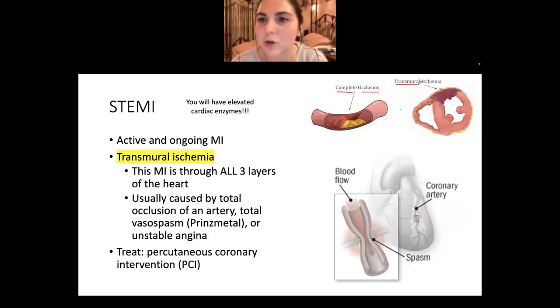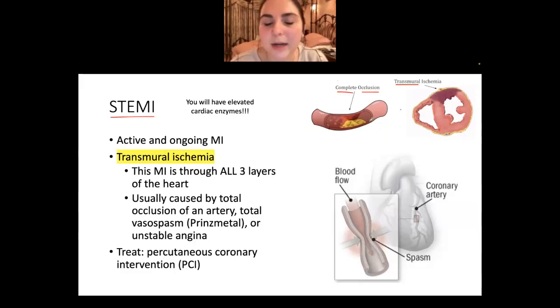Okay, so does this make sense? We have transmural ischemia, which means it goes through the entire thickness: endocardium, myocardium, epicardium. All 3 layers are going to be completely ischemic here. And it's because there's a complete occlusion of one of the walls, okay? This is a STEMI, because we have this complete occlusion, this is your active and ongoing MI. This is when someone says, I have chest pain, my arm hurts, that whole thing. That's what's going on. And it's the transmural ischemia happening.